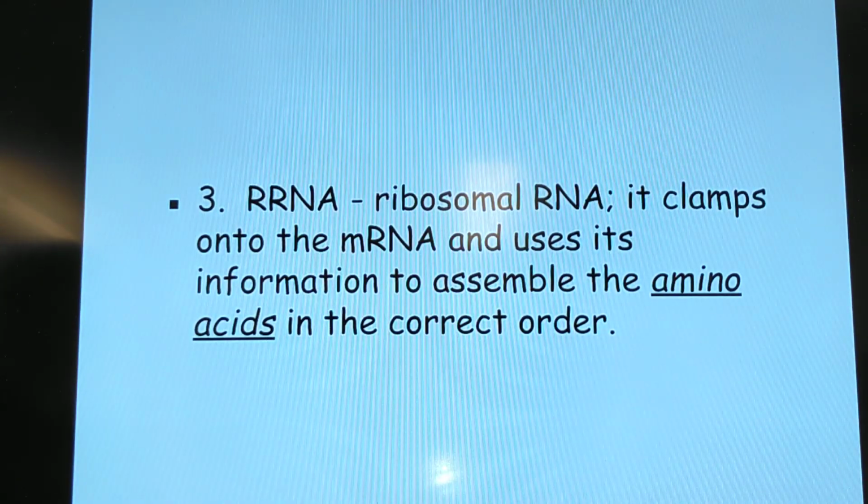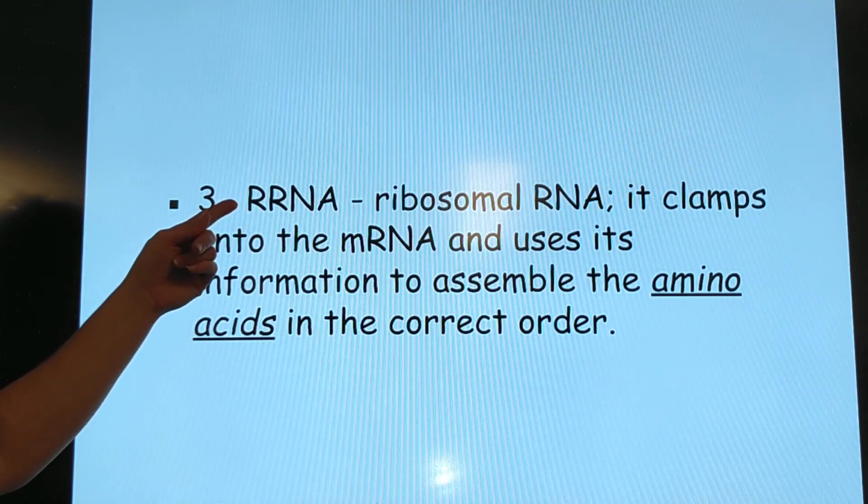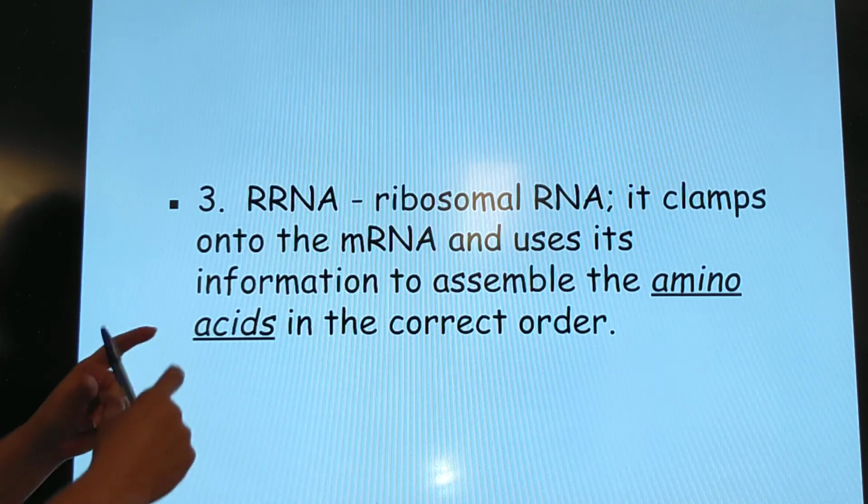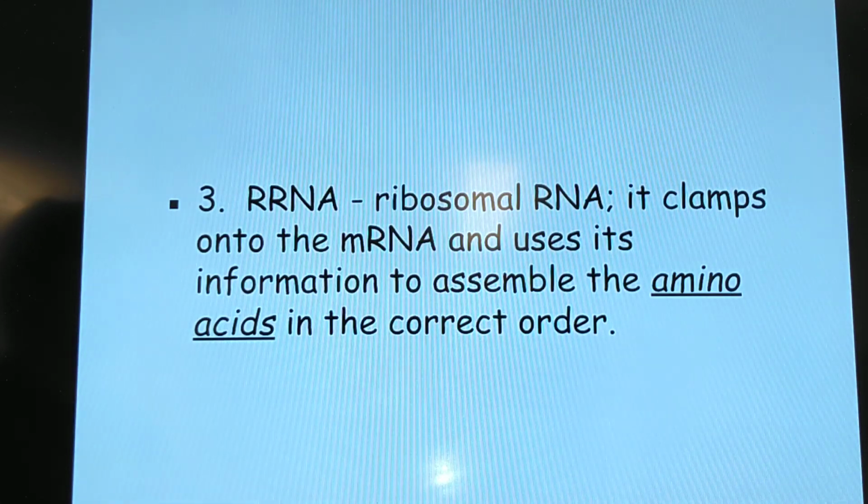And then we have rRNA. R, ribosomal RNA, or I like to call it R for reader RNA, because it's going to proofread. The ribosomal RNA is going to read those instructions. It tells it what order to put those amino acids in, and it's going to proofread and make sure they're in the correct order. So it clamps onto the mRNA and uses its information to assemble those amino acids into the correct order. That's the rRNA.